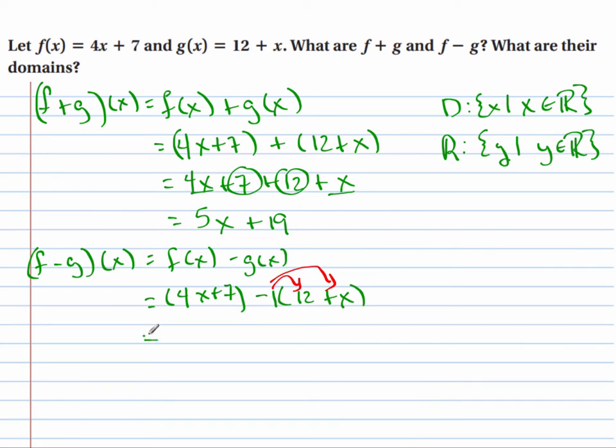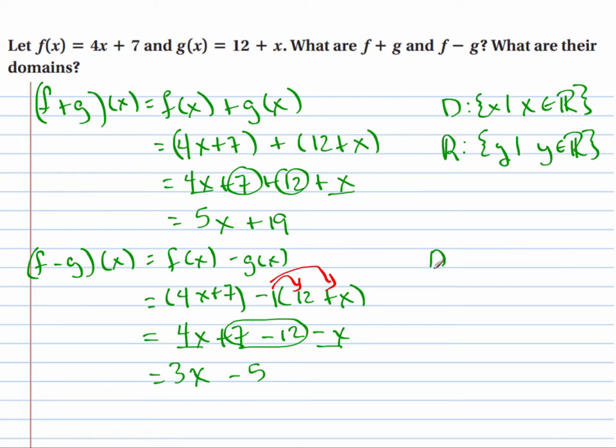This is going to become 4x plus 7. You just write the first one. And now negative 1 times 12 is negative 12. Negative 1 times x is negative x. The number one mistake students make when they do this is they forget to distribute that negative to both terms. Now let's collect terms. This is 4x minus x, so this becomes 3x. Now 7 minus 12 here is minus 5.